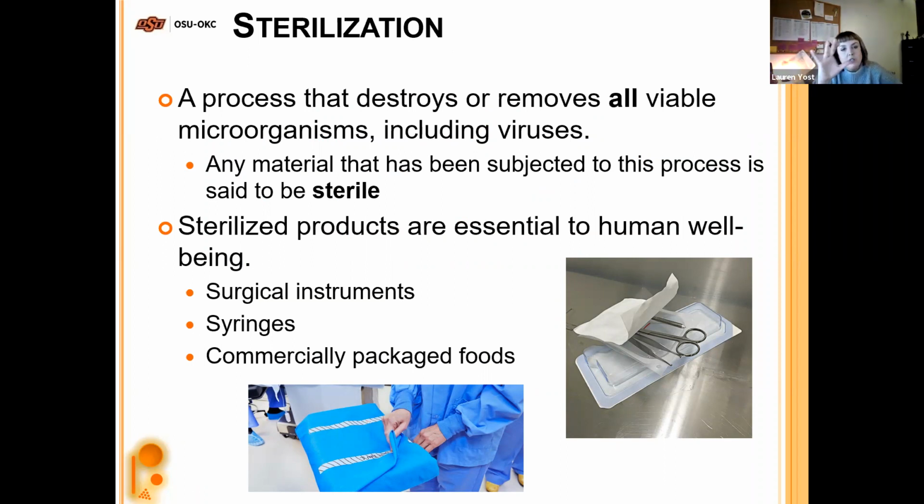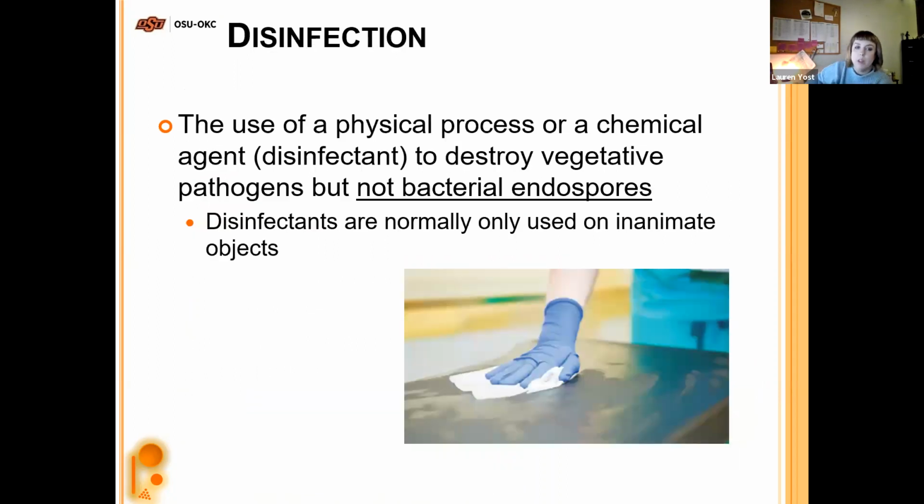Material that has been subjected to this process is said to be sterile. That's been treated this way, and sterilized products are essential to our well-being nowadays. Our surgical instruments, syringes, and commercially packaged foods often have been sterilized completely.